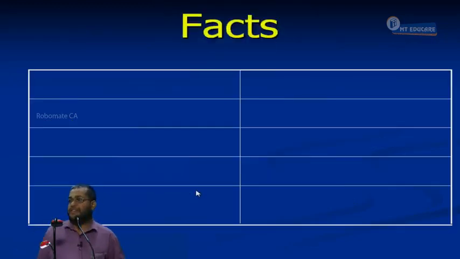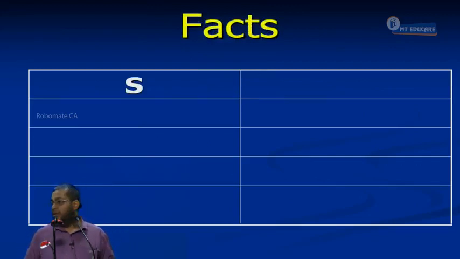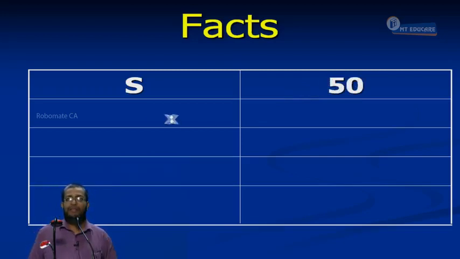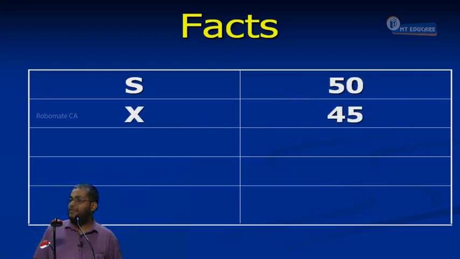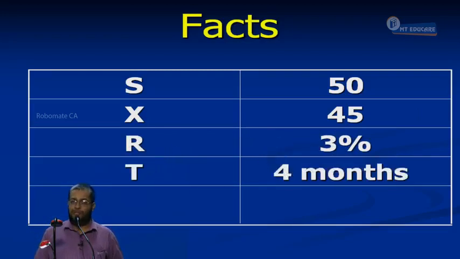Write down facts. Let's start doing it together quickly. Facts. Spot price is 50. Strike price is 45. Rate of interest 3%. Term of the option 4 months. It is a 4-month call option.